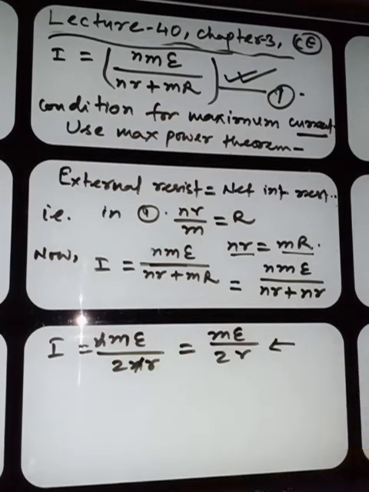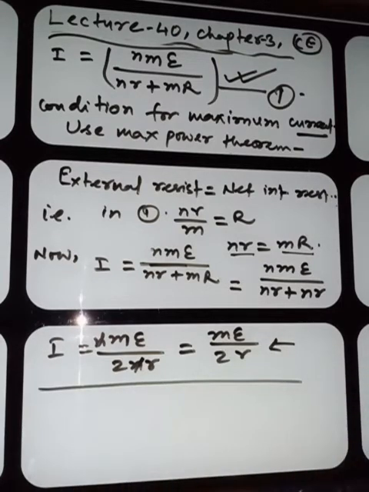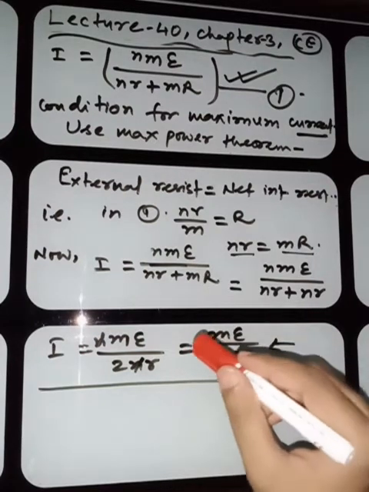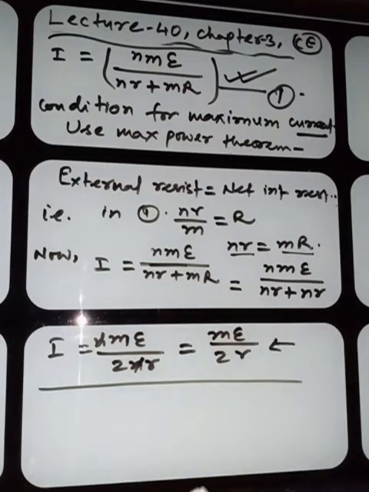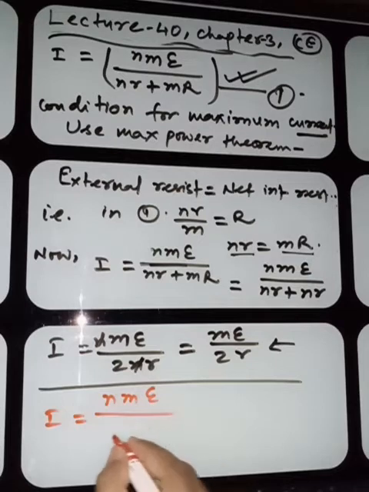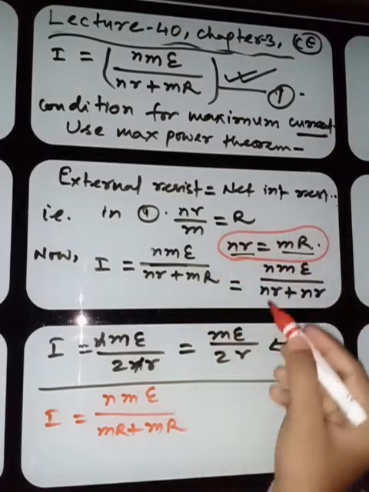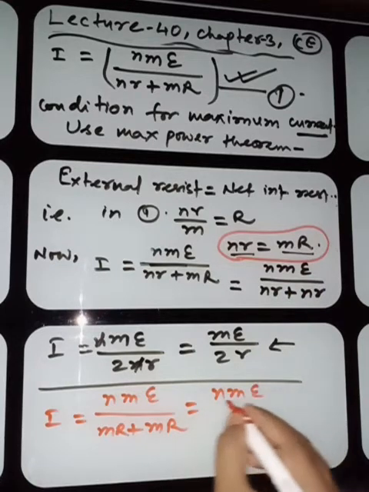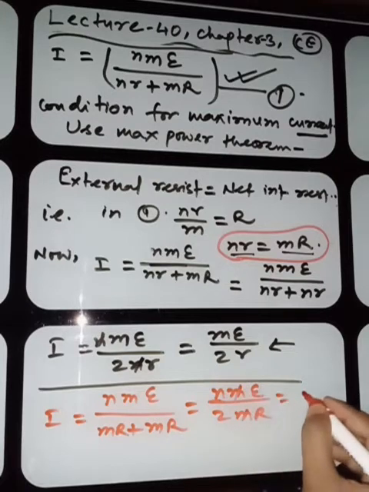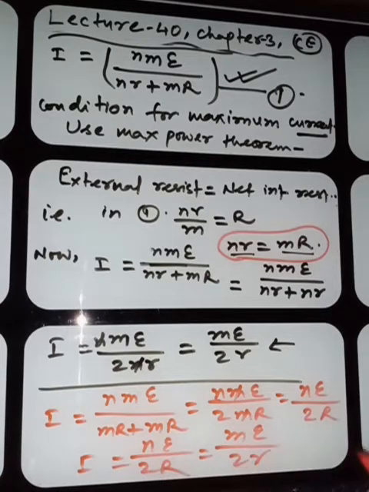So you can find the maximum current in terms of M, that is the number of branches which are in parallel. But you can also find the current in terms of the number of cells in series. So you can write I equals NME divided by MR plus MR. We can write this as twice MR, M will be cancelled out, so NE divided by 2R. If internal resistance is given, then you will write ME by 2R. If external resistance is given, then you will write in this way.